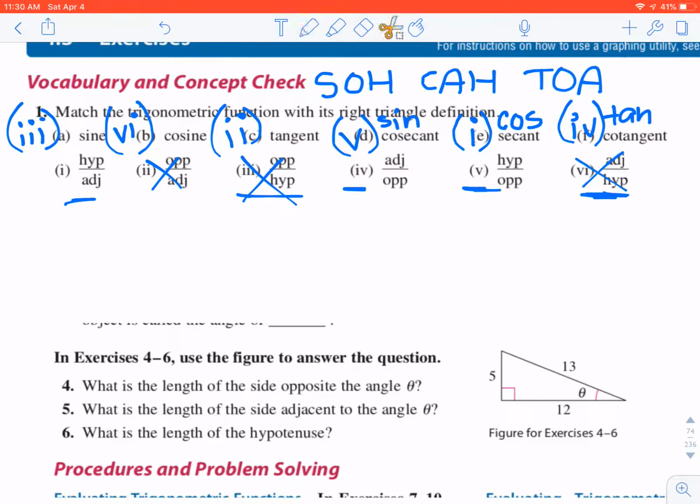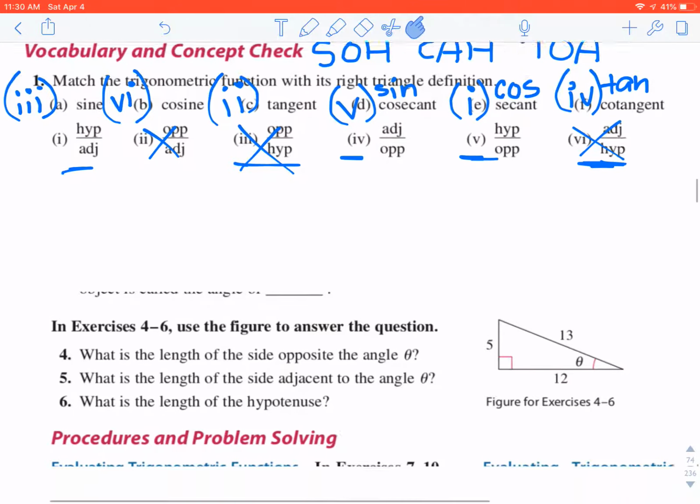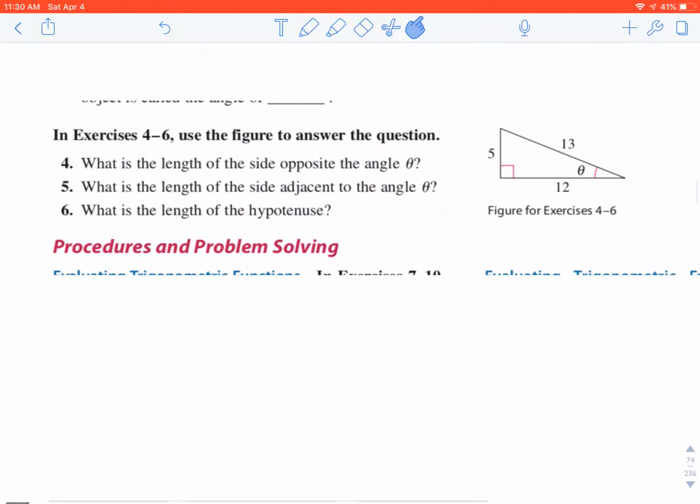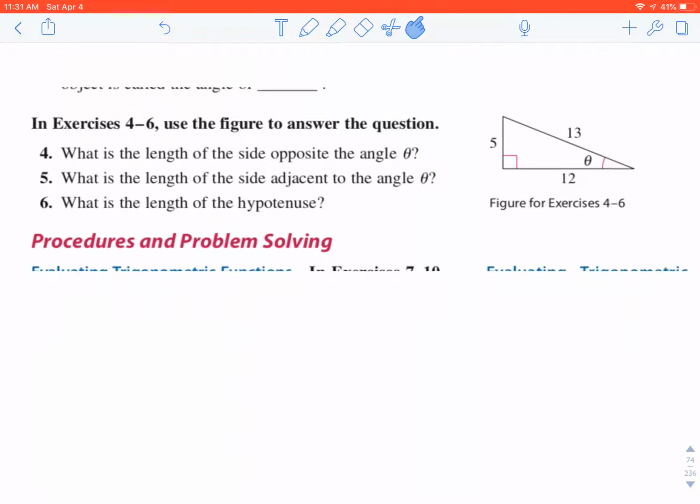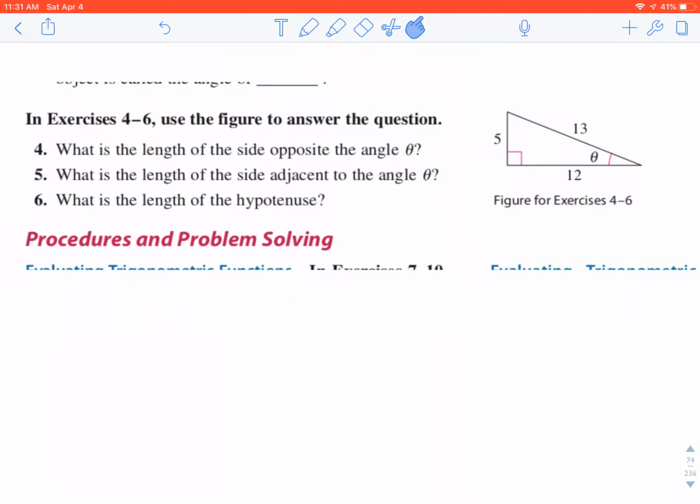Number 4 in the homework, actually 4 through 6 I should say, says use the figure to the right to answer the questions. So number 4, what is the length of the opposite side of angle theta? Looking at angle theta, the side opposite is 5. And if you need to label those, that's fine.